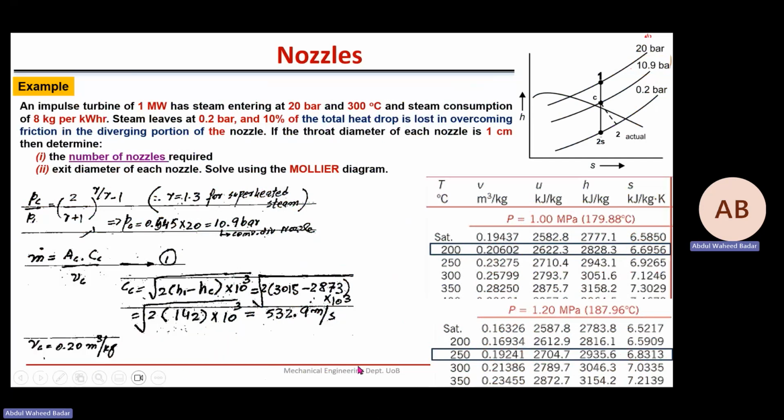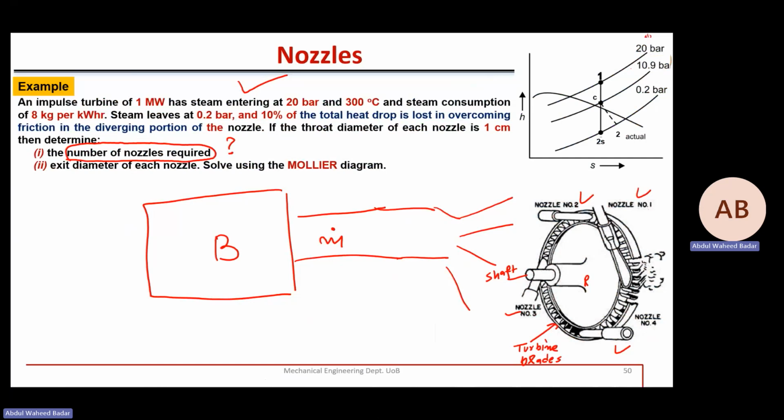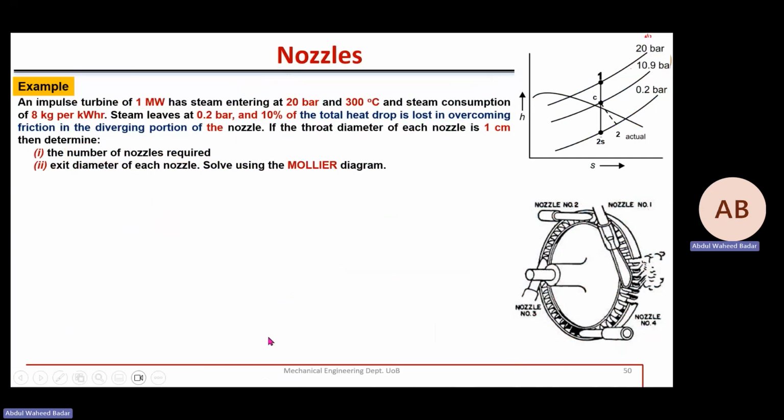Otherwise, nowadays tables and formulas are available in apps and programs. Just put in the value and you will find out for a given pressure and temperature. So this is the specific volume. Now we know specific volume, and CC and AC are already known, so we can find out mass flow rate. Put all the values here, pi by 4 d square area.